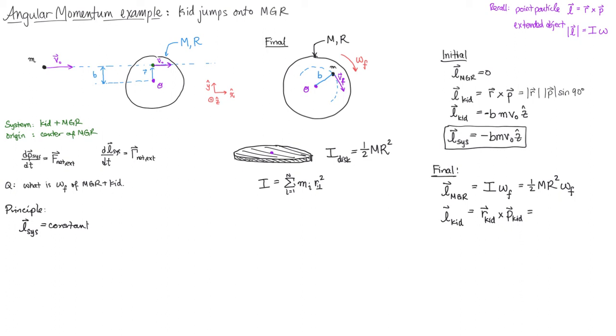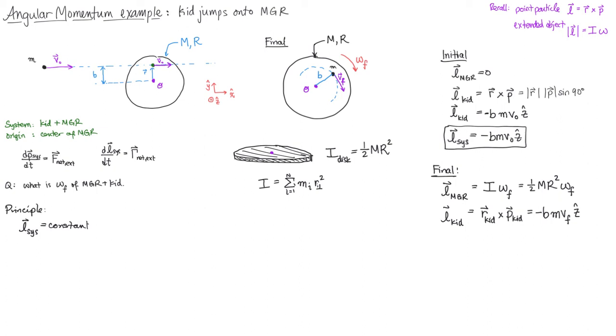Here we see that the position vector and the velocity or momentum vectors are perpendicular. So the kid is going to have an angular momentum that's given by the distance, b, times the momentum, mv final, times the sine of 90 degrees, which is 1. And what direction is this pointing? Well, as before, it's pointing in the minus z hat direction into the page, because r cross p, thumb goes into the page.